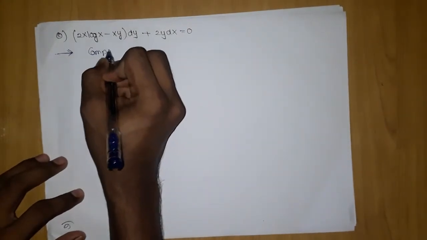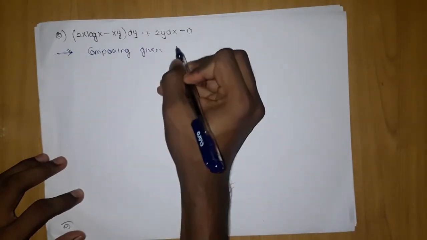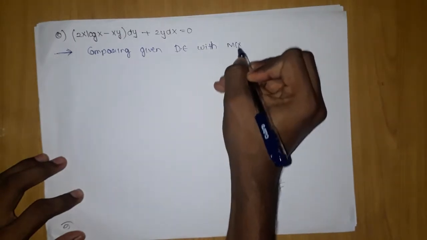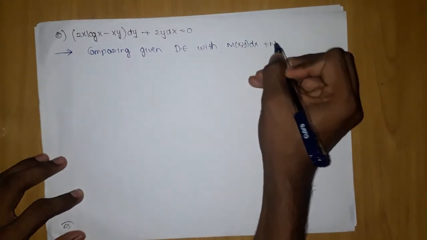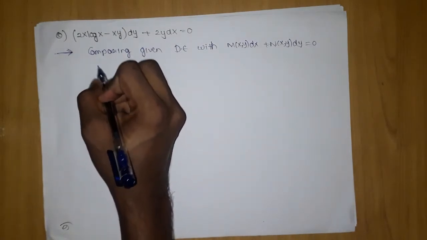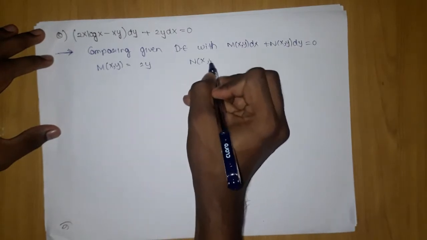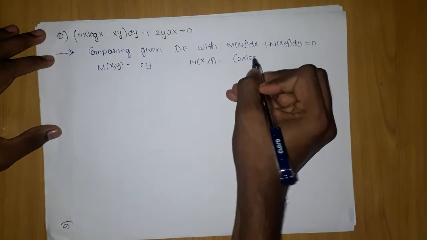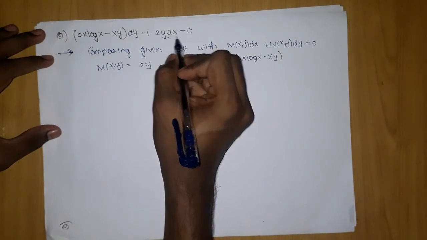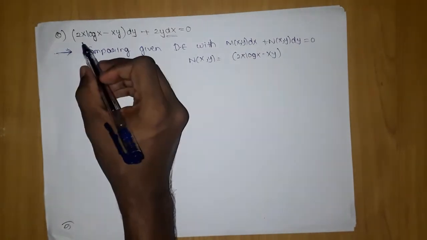Now, comparing the given differential equation with M(x, y) dx plus N(x, y) dy equals 0, what we get is M(x, y) is nothing but 2y, and N(x, y) is 2x log x minus xy. Don't get confused: the part with which dx is attached will be your M(x, y), and the part with which dy is attached will be your N(x, y).